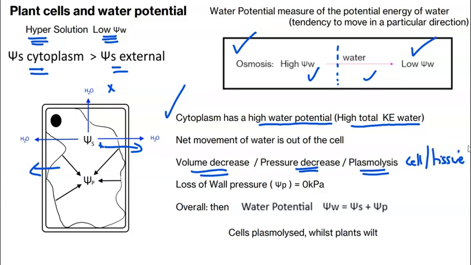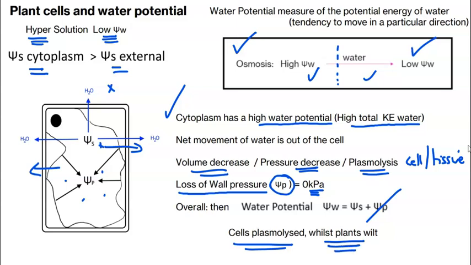In this situation, because the cytoplasm is no longer generating a pressure, there will no longer be a wall pressure. And so psi P will be equal to 0 kilopascals. And so that will be lost. So in this case, psi P is equal to 0. We can remove that from our equation here. And so when cells are plasmolysed, for the complete plant, this leads to a condition known as wilting.